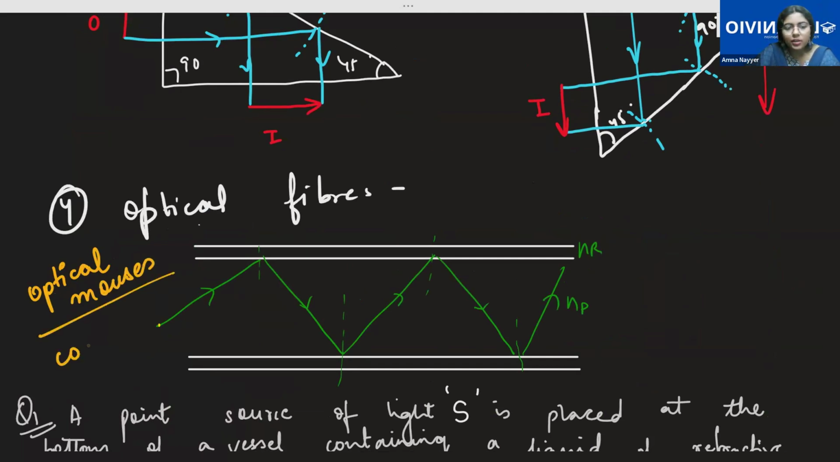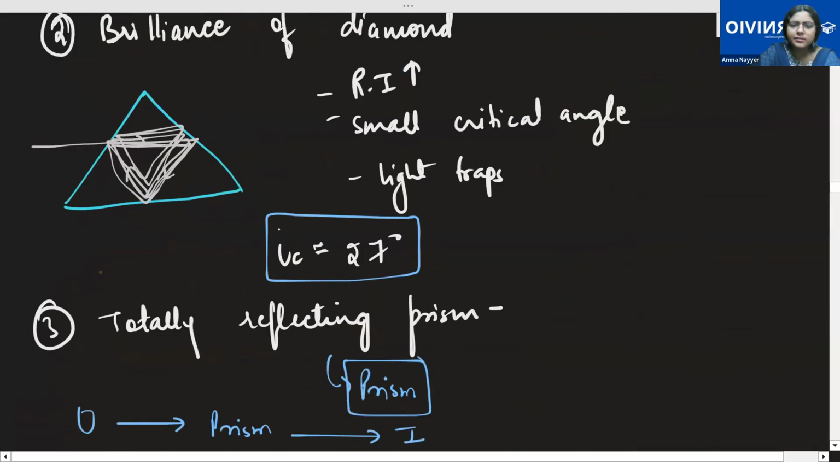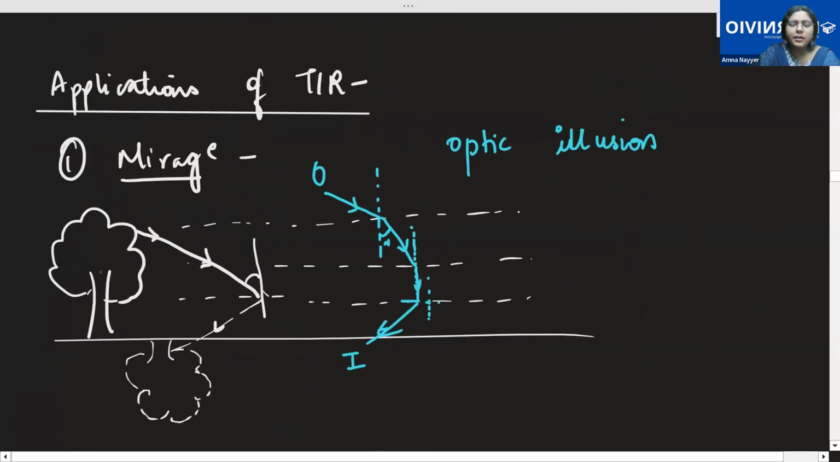In computers, optical fibers are used. Light is shown, so it keeps on getting totally internally reflected from the denser to the rarer medium. That's why the light is shown. This is also one of the applications. It is used in computers, especially the optical mouses that are present. So these are a few examples of TIR.